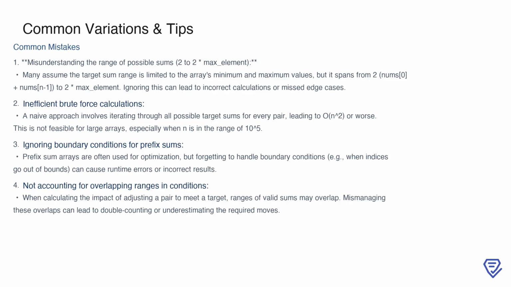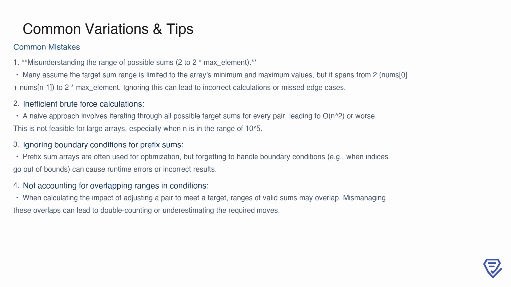Another frequent pitfall is relying on a brute force approach, where you iterate through all possible target sums for every pair. This quickly results in a time complexity of n squared, or worse, which is computationally expensive for larger arrays. Additionally, boundary conditions in prefix sum calculations are often ignored. If you don't handle cases where indices exceed valid bounds, you might run into runtime errors or produce incorrect results.